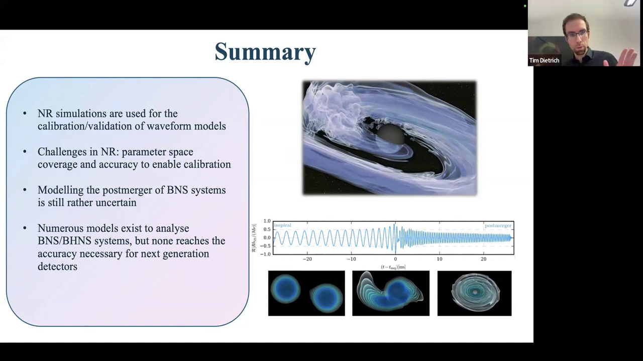And nowadays there are numerous models with different flavors and so on. So far we are, I would say, not dominated by systematic effects in the waveform models, but in the future this will clearly come with the next generation of detectors. This is it from my side.